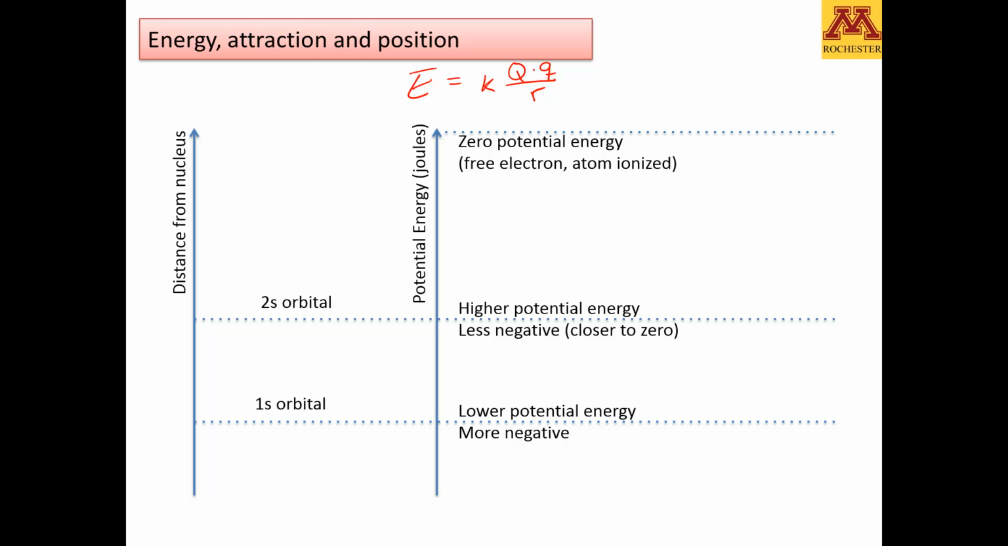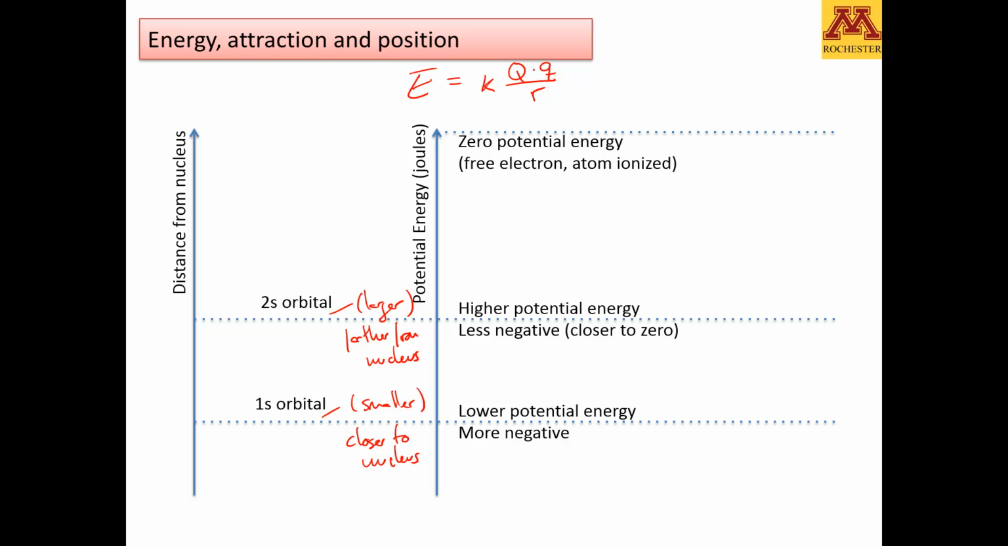So when we think about the 1s orbital and the 2s orbital, one being larger and the other one being smaller, remember the 1s is smaller and the 2s is larger. That means the 1s is closer to the nucleus, and the 2s is farther from the nucleus. How does the potential energy change?